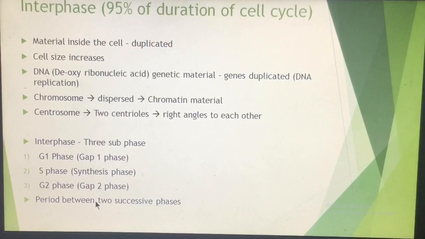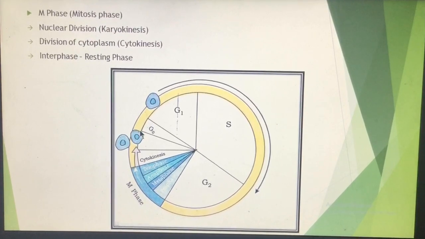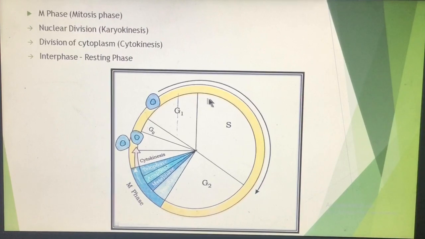That means between two mitotic divisions there is an interphase. Now if we see the interphase, suppose this is a cell cycle, ये पूरी की पूरी जो है, this is a cell cycle. As I told you, 95% of the cell cycle is the interphase. This is the G1 phase, this is the S phase or the synthetic phase, and this is the G2 phase.